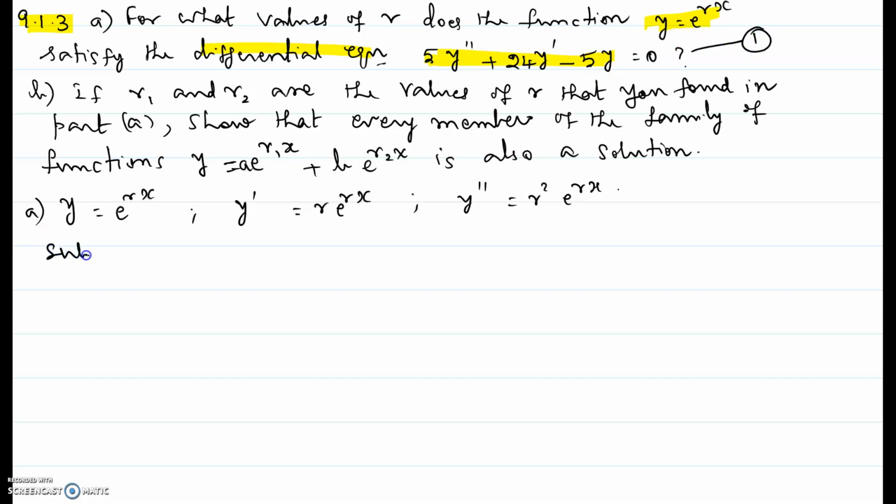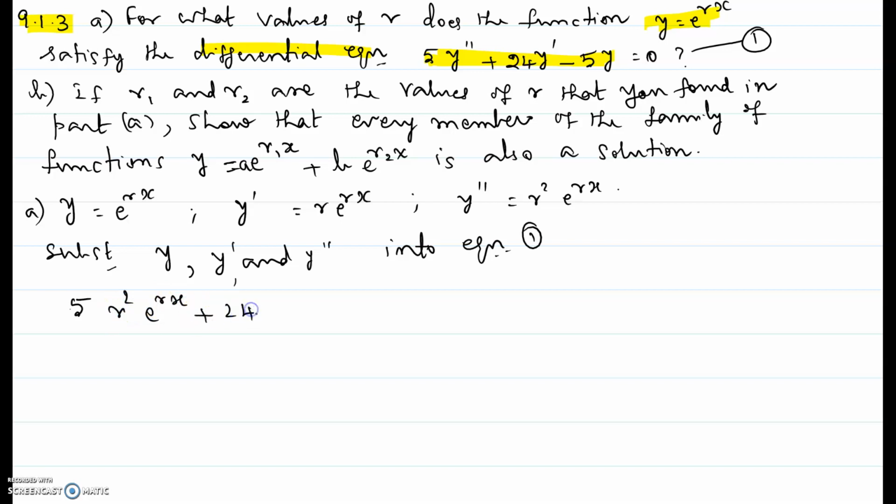So substitute y prime and y double prime into equation 1. So we get 5 times y double prime, which is r squared e to the rx, plus 24 times y prime, which is r e to the rx, minus 5 times y, which is e to the rx, equal to 0.